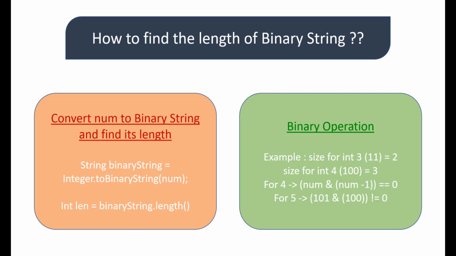So how do we know that we are going one step ahead? For that we can do num and num minus 1. For example, if you do it for 4, you would get 0, but if you do it for 5, you would get a 1, because this is 1 and this is 1. So whenever you are getting the result for this as 0, that means that you are going one step ahead, and so you need to increase the size of that particular string.